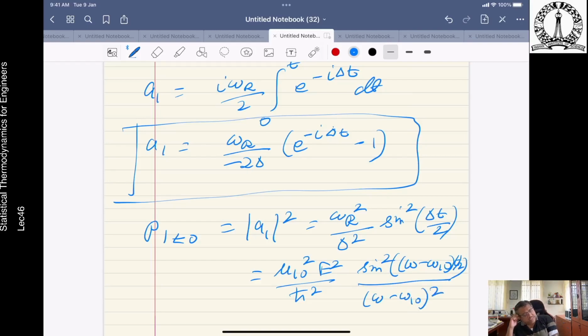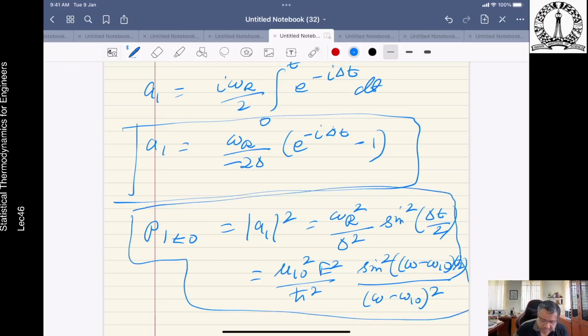This formula is deceptive because it assumes monochromatic radiation and short interaction times. These requirements are inconsistent with one another because of Heisenberg's uncertainty principle. In the next class, we will see how some of these things actually unfold. But this is the probability of finding something in the excited state for a weak field of radiation.